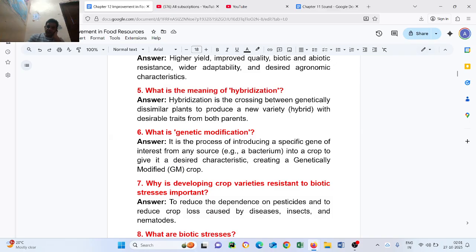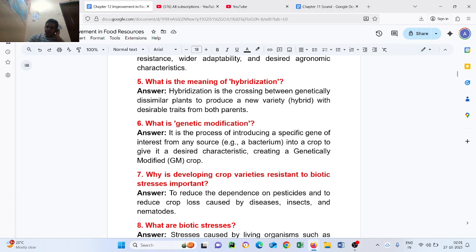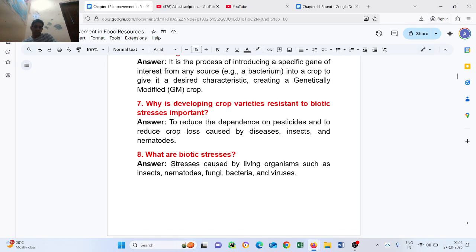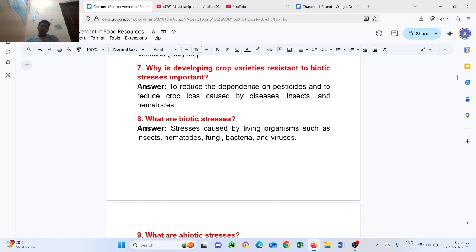Question number 7: Why is developing crop variety resistant to biotic stresses important? Answer: To reduce the dependence on pesticides and to reduce crop loss caused by disease, insects and nematodes. Question number 8: What are biotic stresses? Answer: Stresses caused by living organisms such as insects, nematodes, fungi, bacteria and viruses.